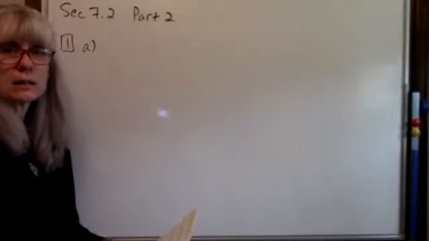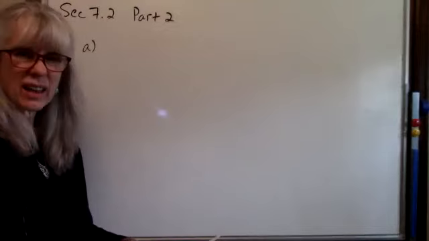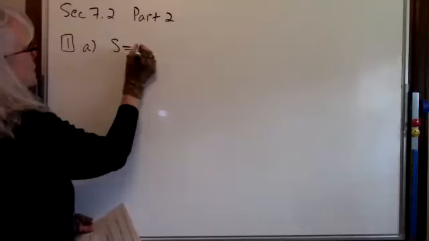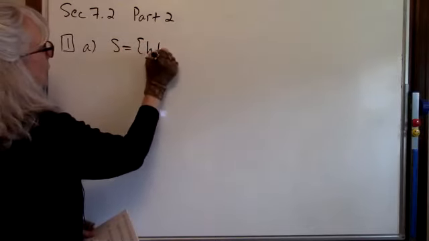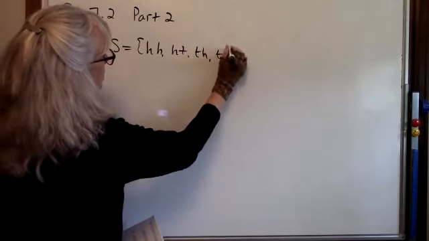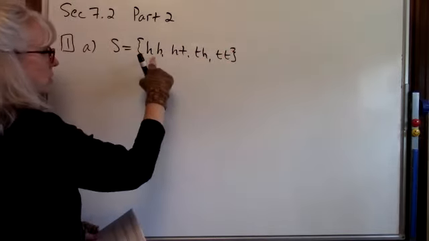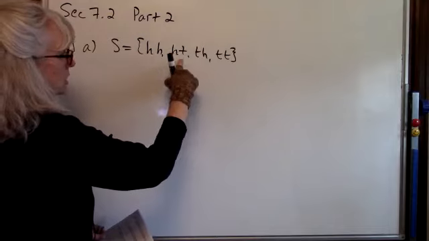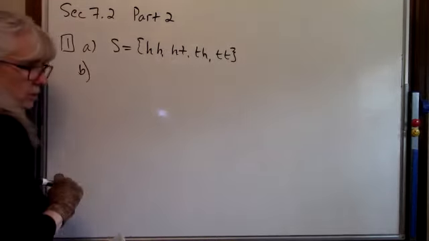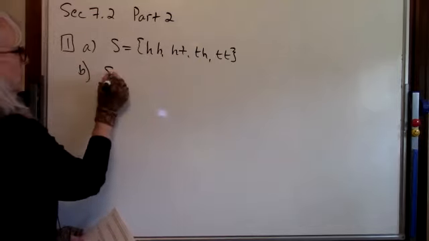Part A is a nickel and a dime are tossed, and the results of a head or tail is recorded with each coin. So our sample space would be head and head, head and tail, tail and head, or tail and tail. So head on the first coin, head on the second coin, head on the first coin, tail on the second coin, etc. We've done that before. It should just feel comfortable at this point, of course.